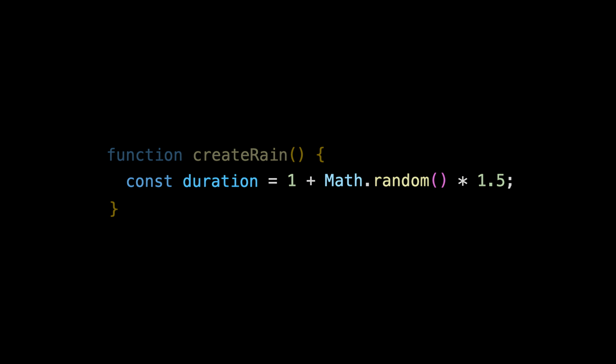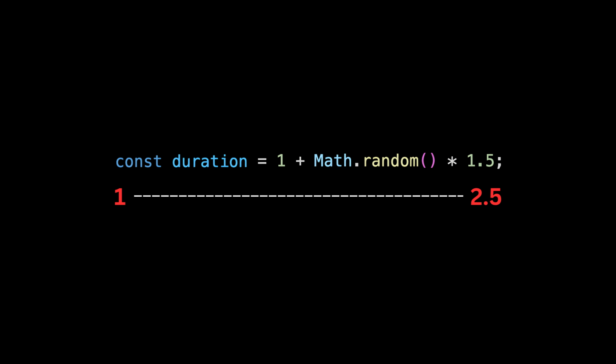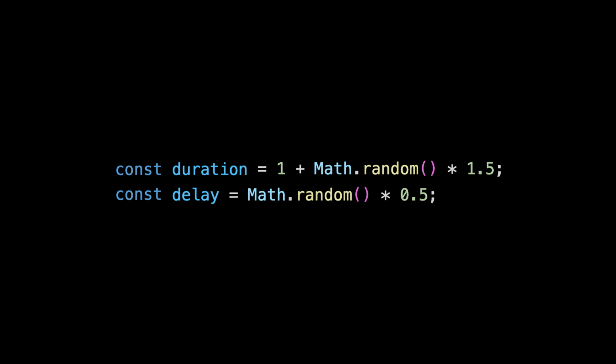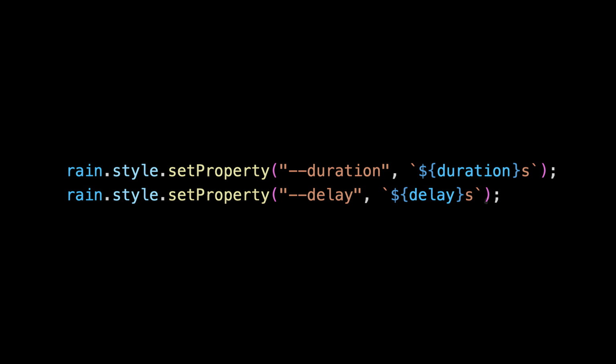So, inside the same createRain function, we can assign a random duration to each drop, ranging from 1 to 2.5 seconds. Along with that, we also add a random delay, so the drops don't all animate at the same time. We then set these values as attributes on the rain element, so they can be used directly in CSS.